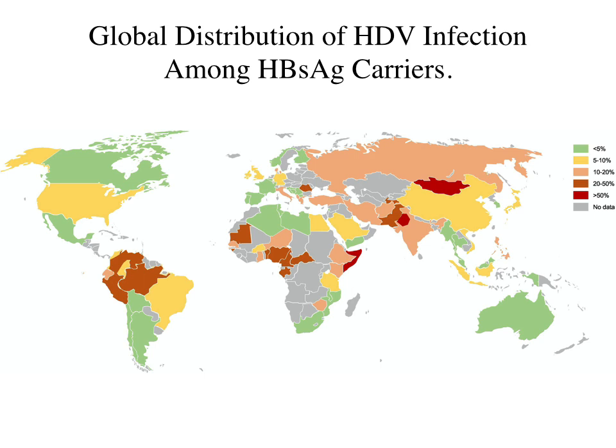HDV prevalence is highly different among different countries. The most prevalent areas are Punjab, the Amazon basin, Somalia, and Mongolia. In European countries, the highest prevalences are seen in Romania and Albania.